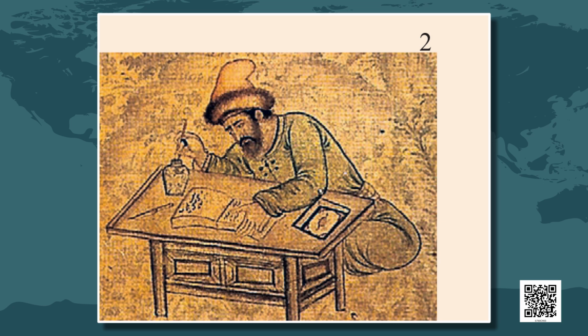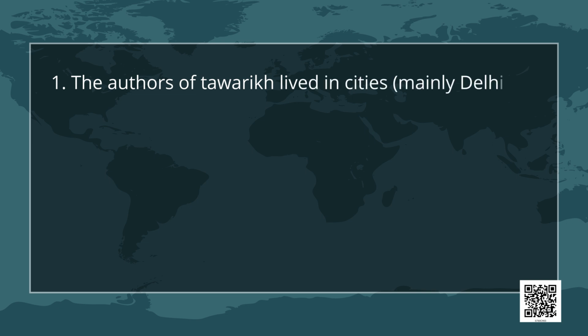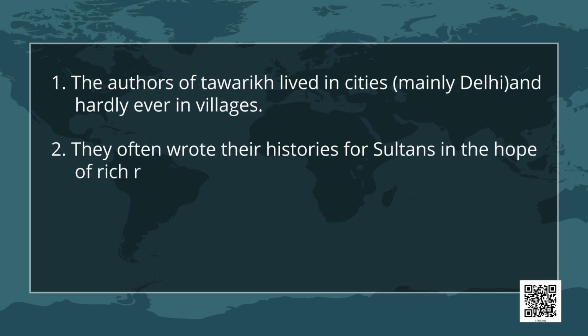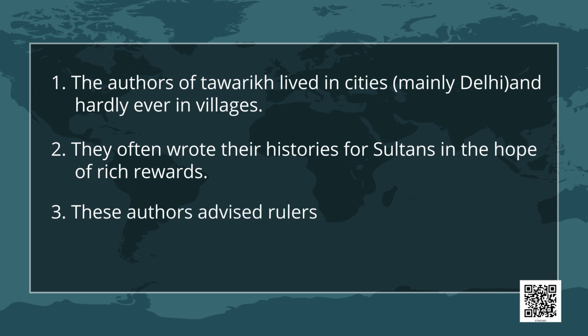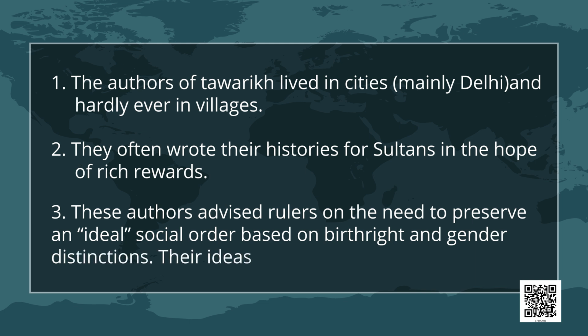Keep the following additional details in mind. Number 1. The authors of Tawarikh lived in cities, mainly Delhi, and hardly ever in villages. Number 2. They often wrote their histories for sultans in the hope of rich rewards. Number 3. These authors advised rulers on the need to preserve an ideal social order based on birthright and gender distinctions. Their ideas were not shared by everybody.